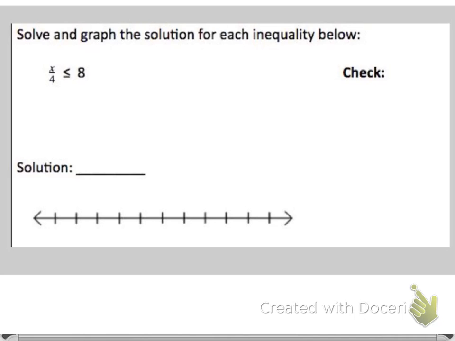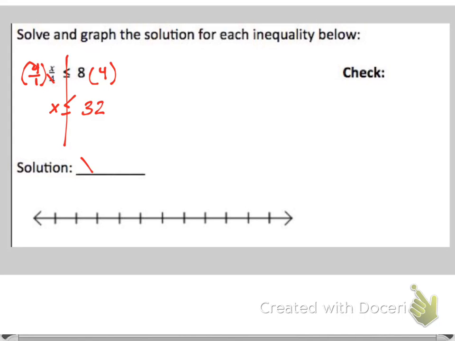X over 4 is less than or equal to 8. Remember, x over 4 means x divided by 4. The inverse or opposite of division is to multiply. So we're going to multiply by 4 over 1. 4 divided by 4 is 1. That was our goal. We have x. If we multiply by 4 on one side, we need to multiply by 4 on the other side. We are going to end up with x is less than or equal to 32.